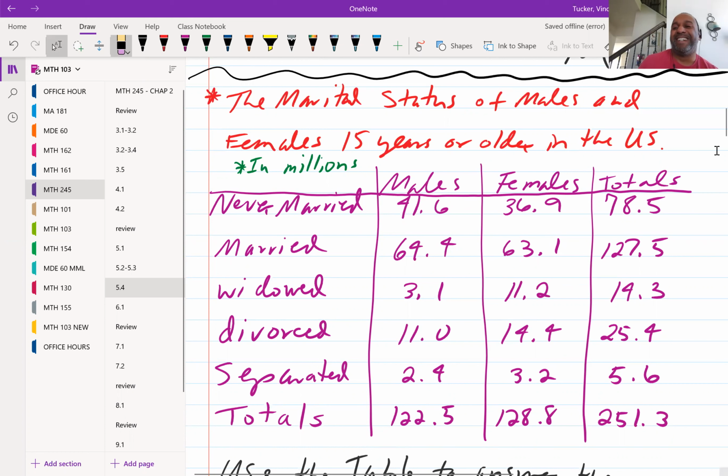Glitch in the matrix. All right, so we're going to depend on this chart right here. We're going to depend on this chart, so I'll give you a chance to copy down the information. It's the marital status of males and females 15 years or older in the US. The chart is in millions. So it's 41.6 million. We have males in the first column, females in the second column, and totals in the third column. Never married, married, widowed, divorced, separated, and then totals for that bottom row.